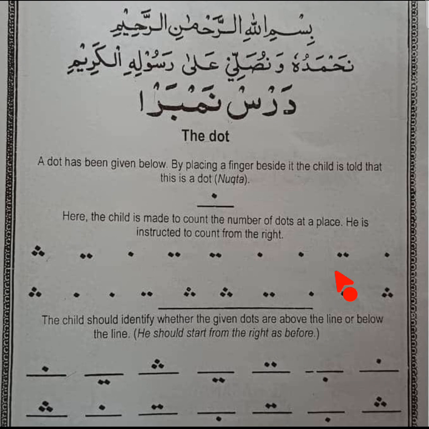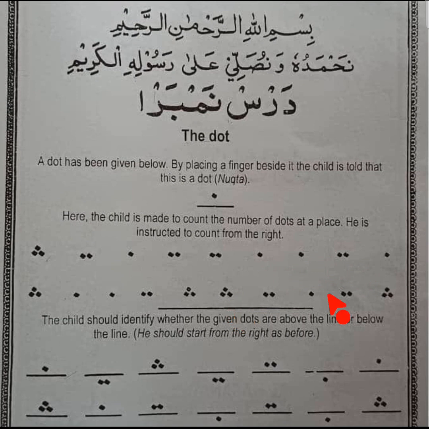So the writer commenced this book with this topic, the dot, which is called a nuqta in Arabic. We have six dots in the Quran. We have some letters with 1 dot, others with 2 dots, and others with 3 dots. The 1 dot is called a nuqta, the 2 dots are called nuqtatain, and the 3 dots are called nuqati.